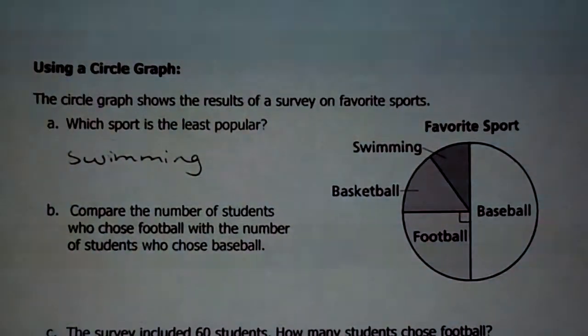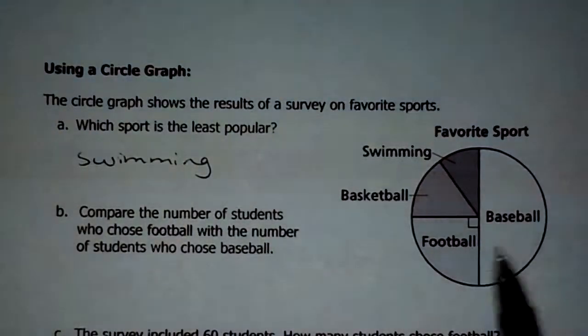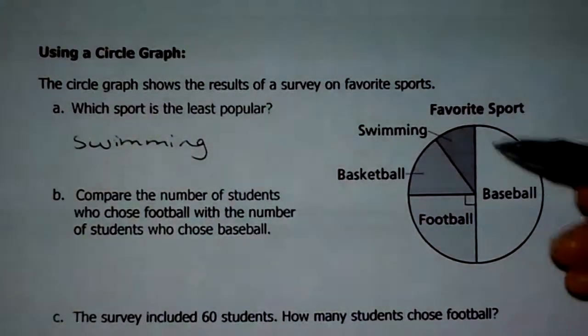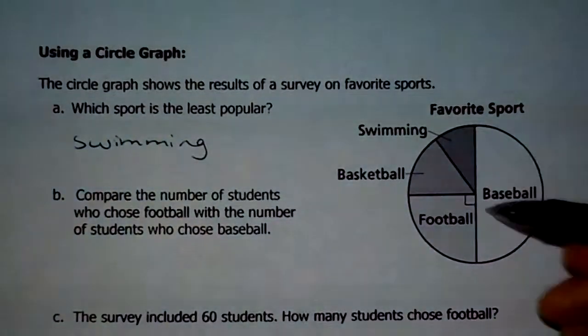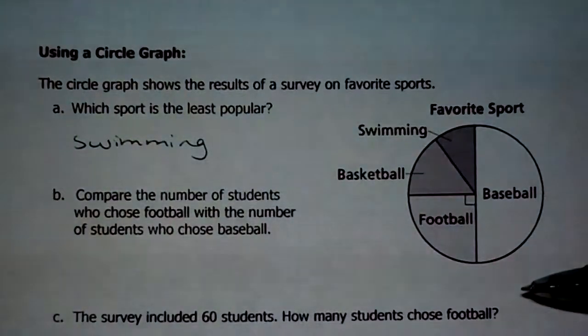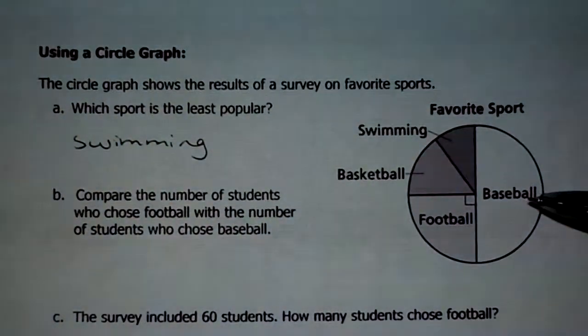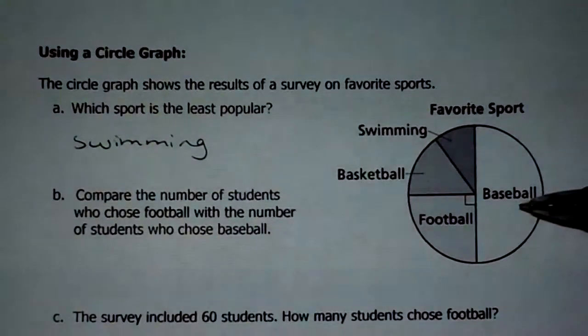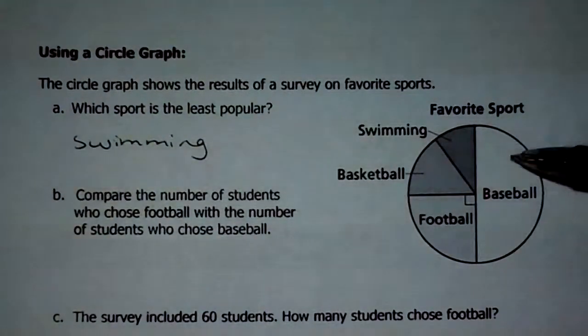Letter B says, compare the number of students who chose football with the number of students that chose baseball. Now, I know I didn't give you any values for the number of students, but we don't need values here. When you're looking at this, baseball takes up half of the pie chart. And football, if I drew a line here, takes up 1/4, right? Think about this. Let's say that we ask 200 people their favorite sport, and half of the pie chart shows baseball, how many of those 200 would choose baseball? 100, right? Because it's half.